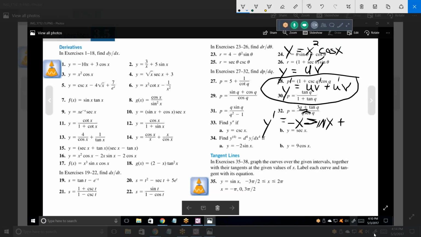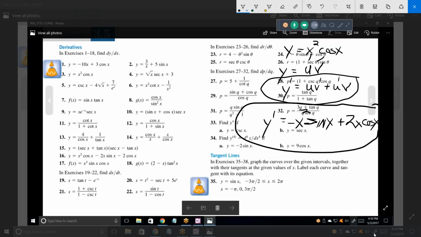Hold on. u is x squared. What's u prime? 2x. And then v is still cosine x. So that's the answer. And you have to use the product rule.